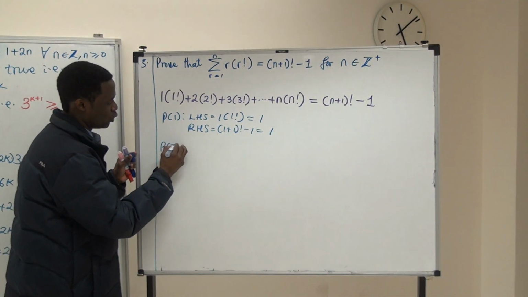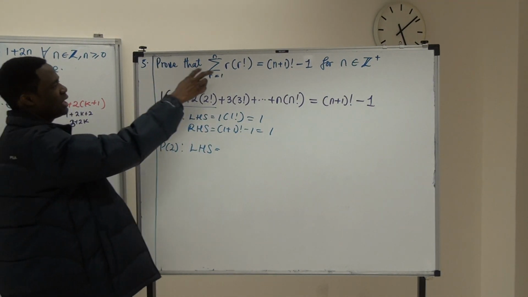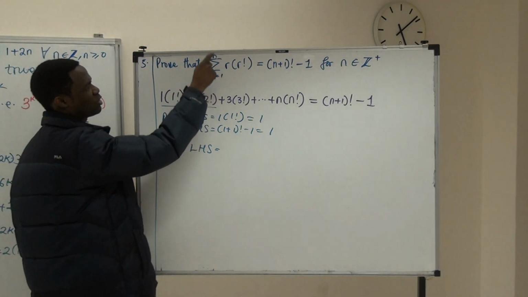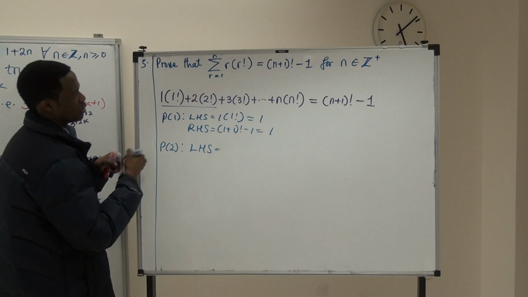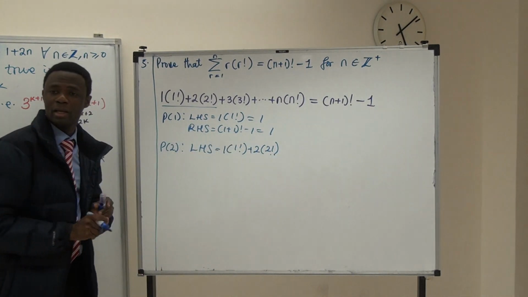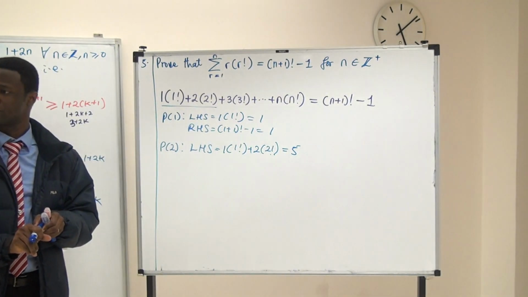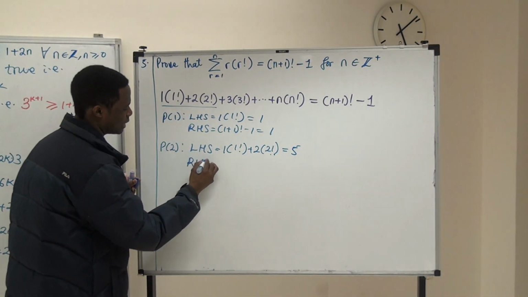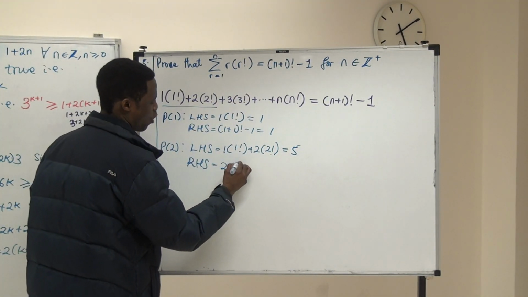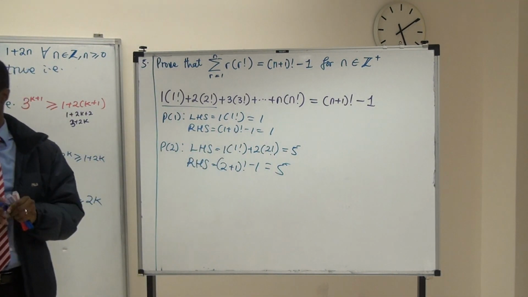If I want to consider P2, for my left-hand side, I will consider the first two terms. Remember, your left-hand side is about summation from 1 to n. So when n is 2, you are adding from 1 to 2. That's going to be 1 times 1 factorial plus 2 times 2 factorial. Okay? And what is that? This is 1, this is going to be 4. Isn't that 5? Okay? Then your right-hand side is just to substitute when n is 2. And that is (2 plus 1) factorial minus 1. 3 factorial is 6, minus 1 is 5, so they are equal also.